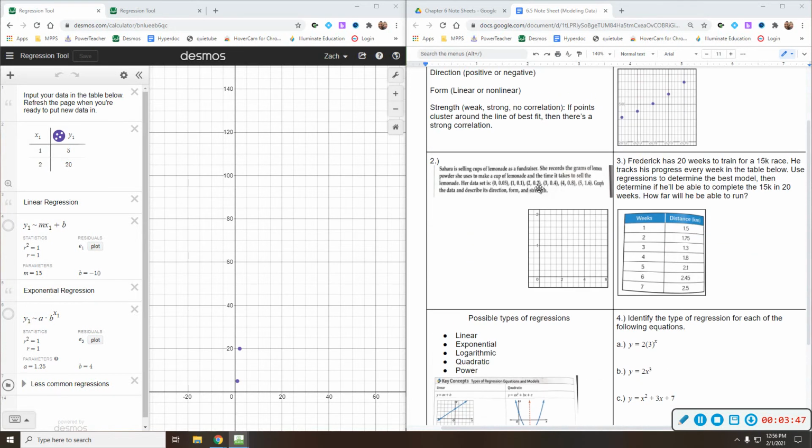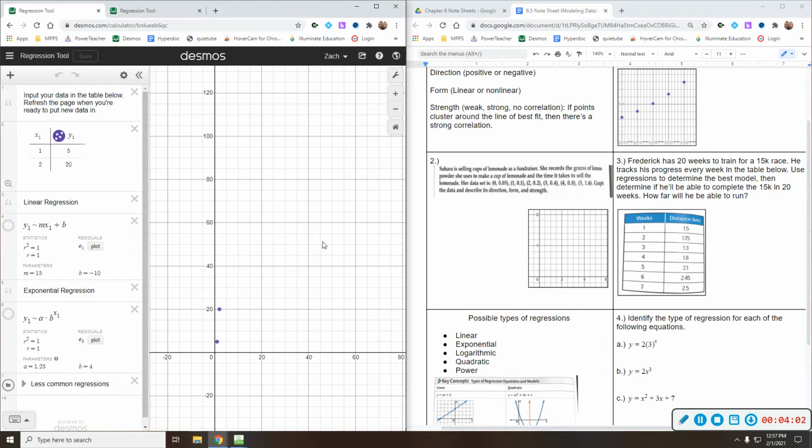So Sahara is selling cups of lemonade as a fundraiser. She records the grams of lemon powder she uses to make a cup of lemonade and the time it takes to sell the lemonade. Her data set is that. Graph the data and describe its form and direction. Okay, so my graph is not going to look great.